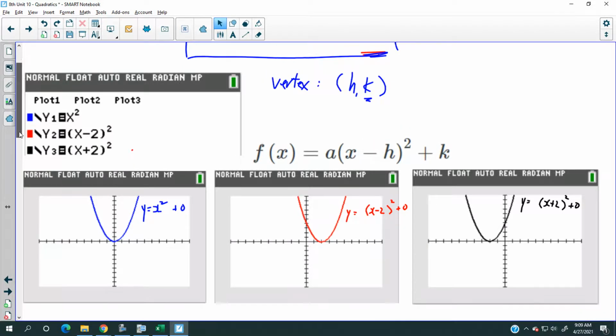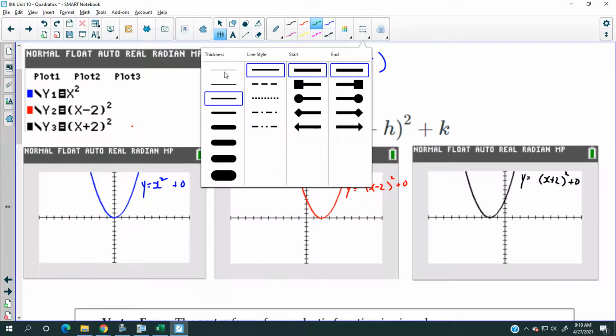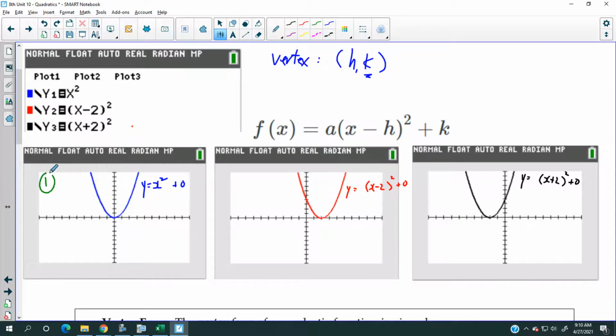If that's the case, let's compare then. So what happened at this one? Nothing happened. Let me use a different color. I'll use green, it stands out. All right, so in case number 1, x squared is just a parent function, so every function looks like this. Now let's take a look at the next one.